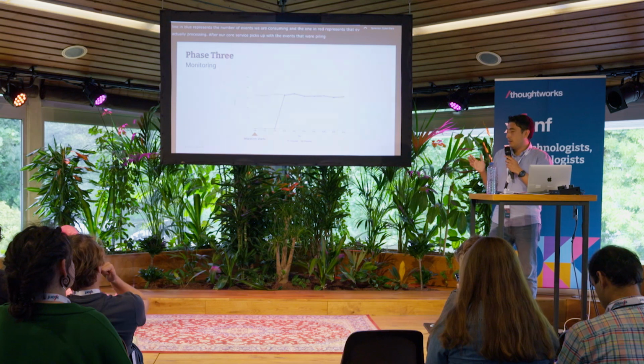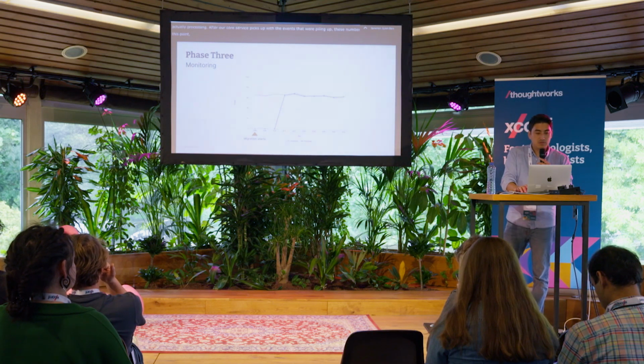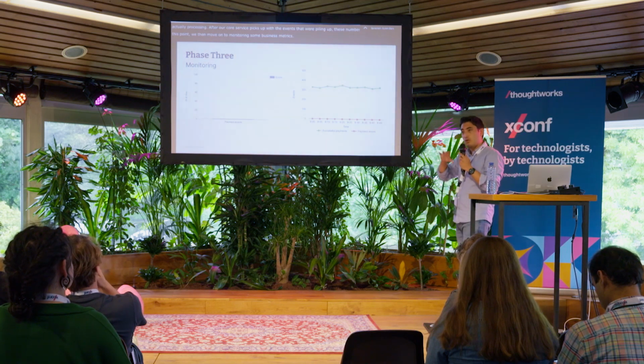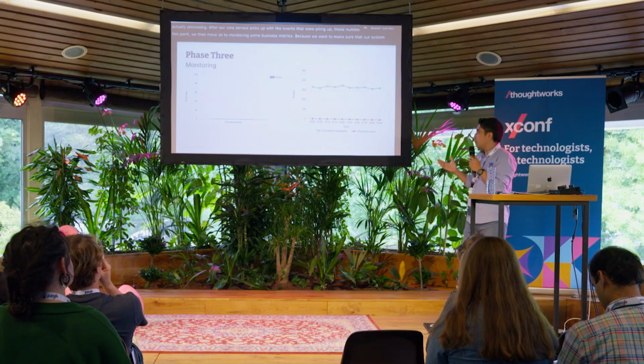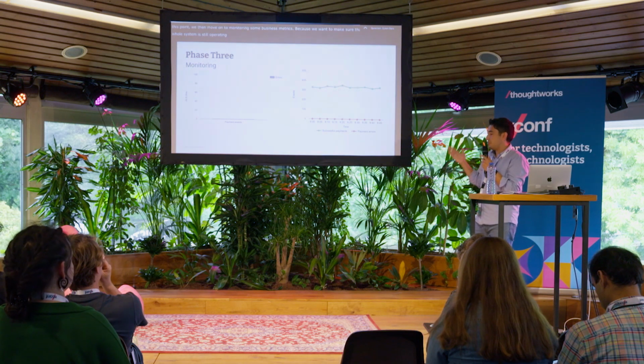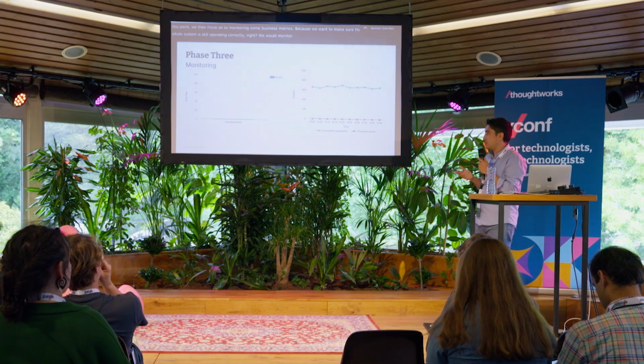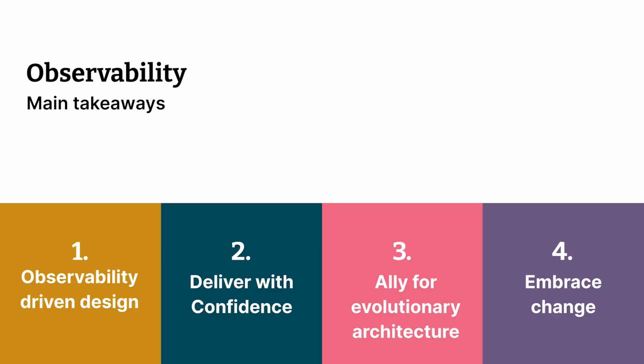And at this point, we then would move on to monitoring some business metrics, because we want to make sure that our system, the whole system, is still operating correctly, right? So we would monitor some business metrics like successful payments or something that is meaningful for your system. And another thing to keep an eye on is your dead letter queue, right? Which is the place where you drop all the events that you failed to process. And if after a while these numbers stay at a healthy level, then well, I guess we can consider the migration to be successful.